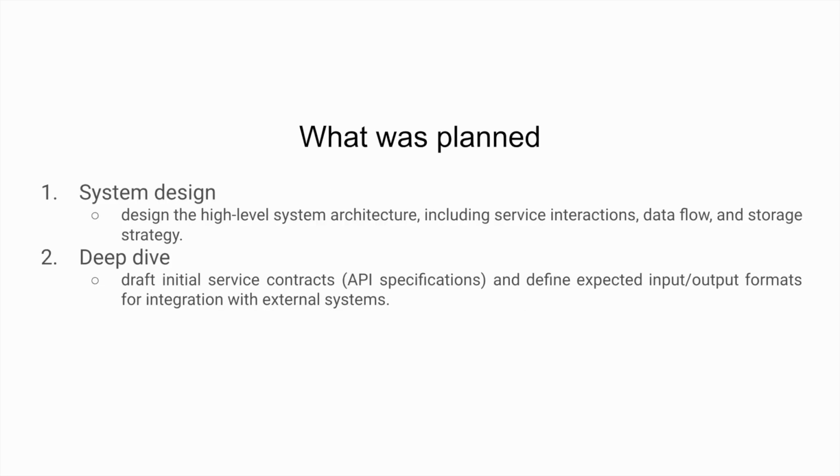So let's get started. What was planned for my second sprint is mostly planning and a deep dive into my project. The first task I had is to create a system design. The main purpose of this task is to design the high-level system architecture, how my system is going to interact with the database, and the general flow of our requests and storage strategy.